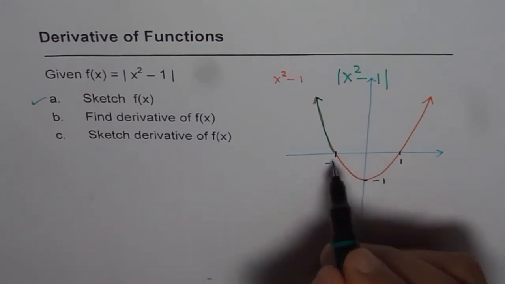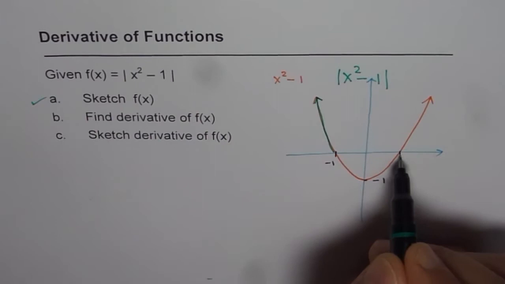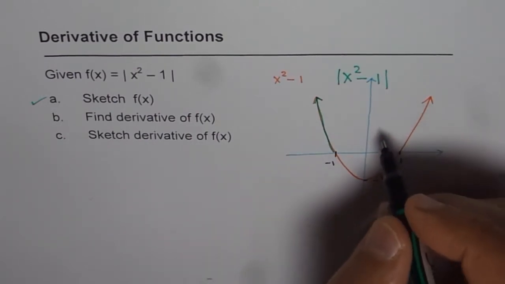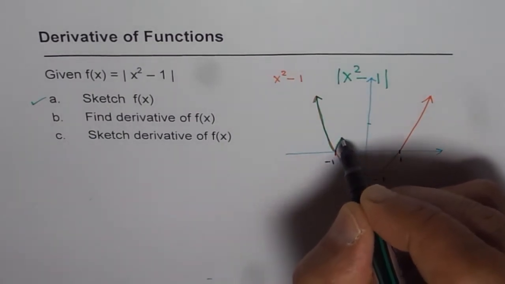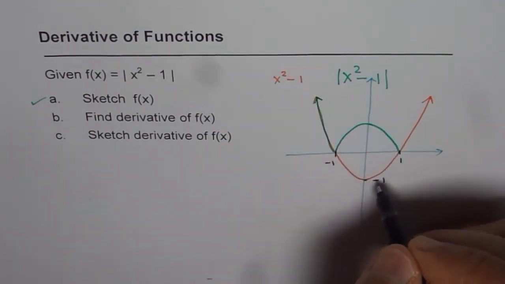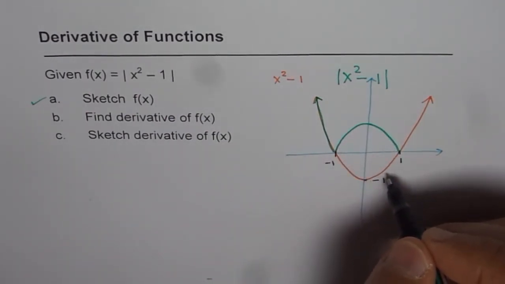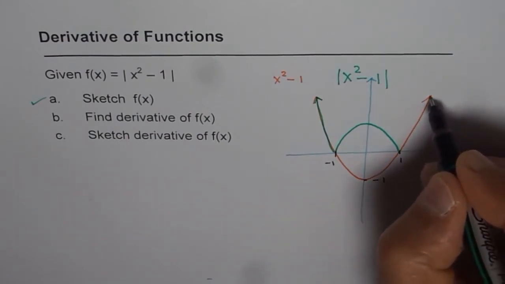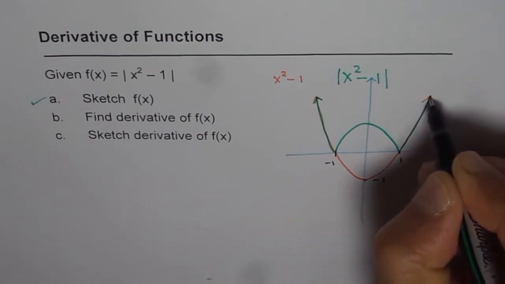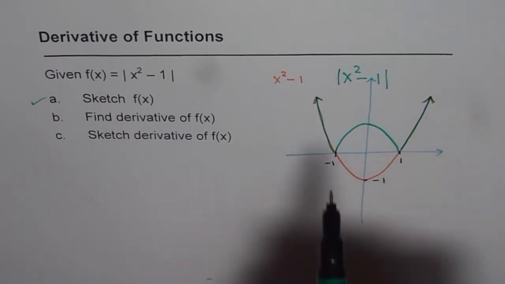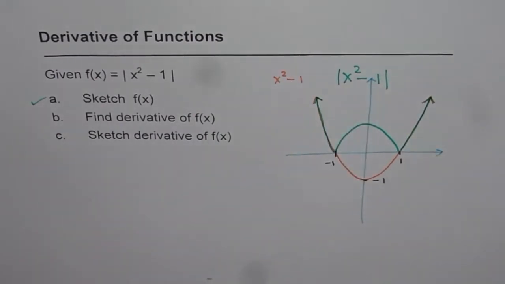Now at this point we have negative going up to x equals 1. So absolute value will flip it over the x-axis. X-axis acts as a mirror, right? So what we get here is a flipped parabola like this. Do you see that? So that part becomes negative of x squared minus 1. And from 1 to infinity, since x squared minus 1 is positive, absolute value is exactly the same, right? So that is the sketch of our function f of x, which is absolute value of x squared minus 1.